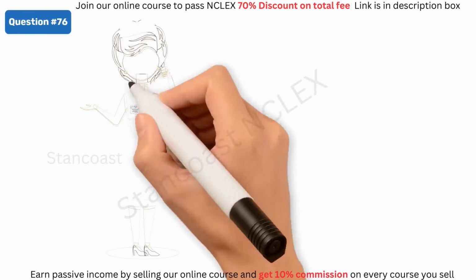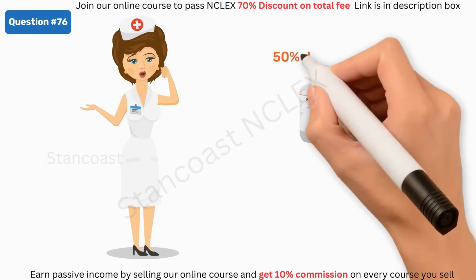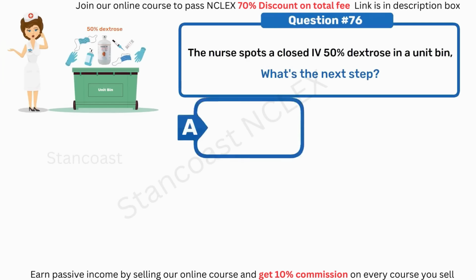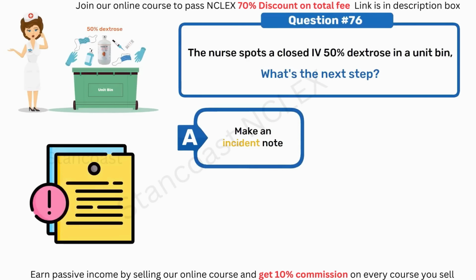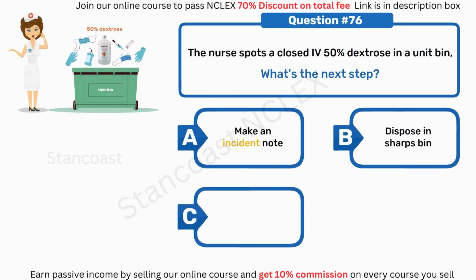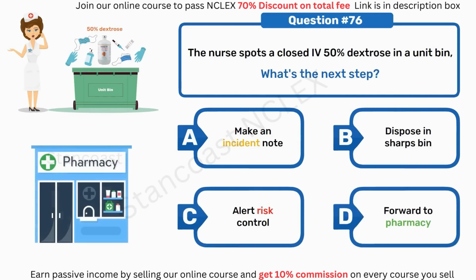Here we go. The nurse spots a closed IV 50% dextrose in a unit bin. What's the next step? A. Make an incident note. B. Dispose in sharps bin. C. Alert risk control. D. Forward to the pharmacy.